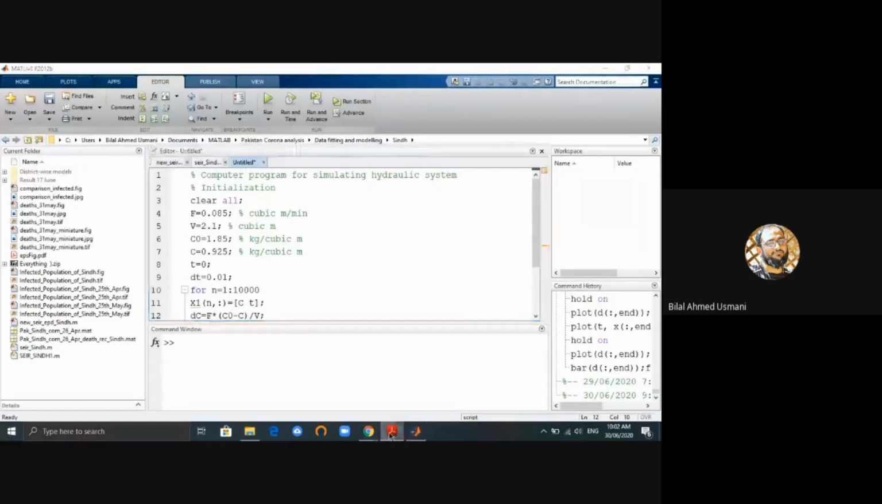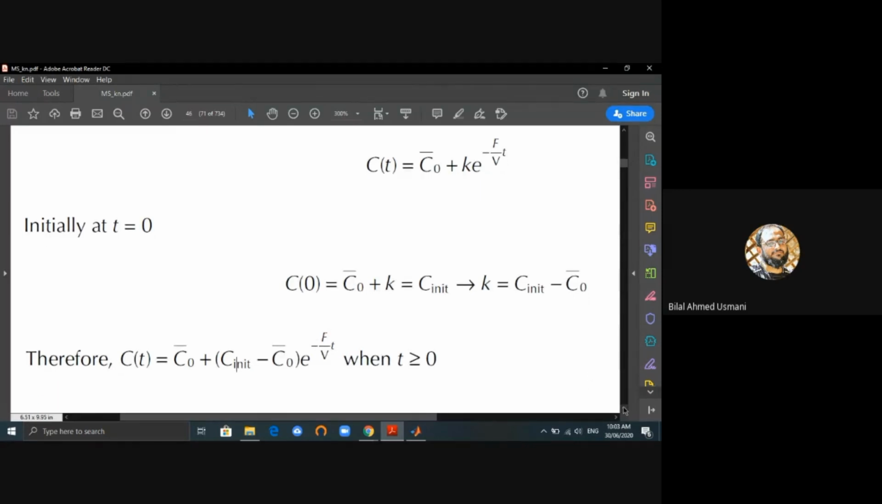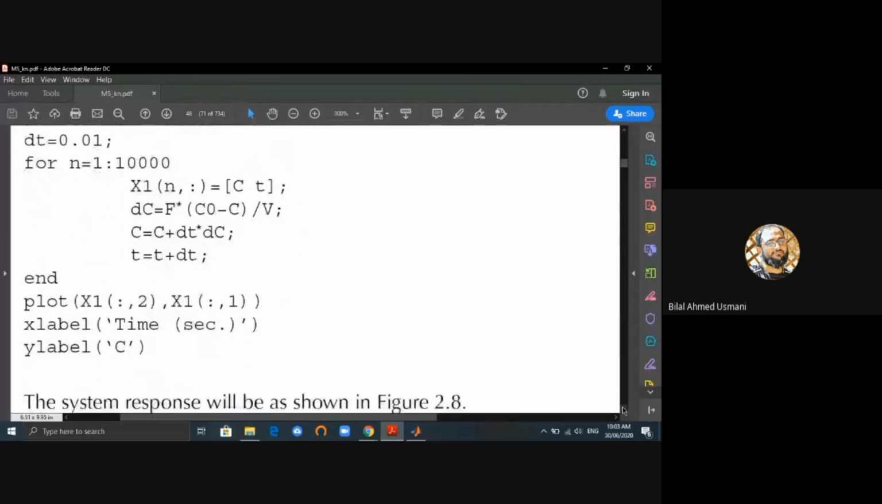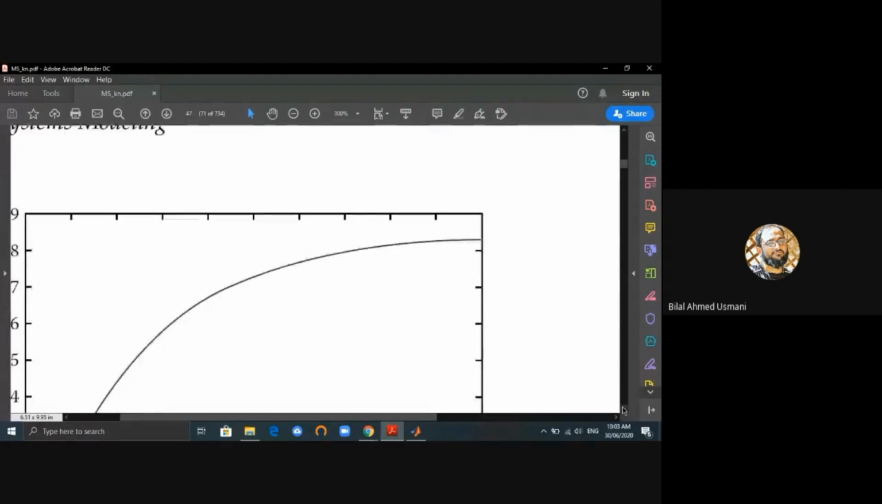If you go back to the solution, my point was that the concentration at any time point t would be the initial concentration, then the difference between the initial concentration C naught and the current one, multiplied by minus f upon v. So the graph would always go downwards. So that's an exponential decline. That was the point I was trying to make.